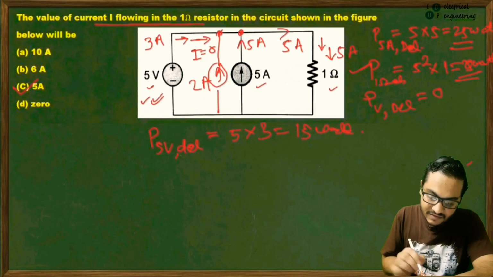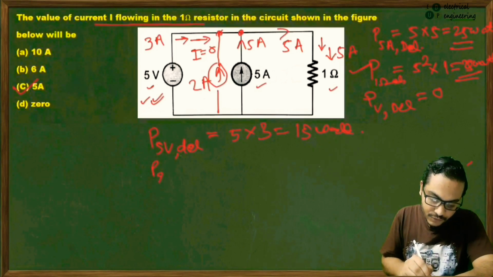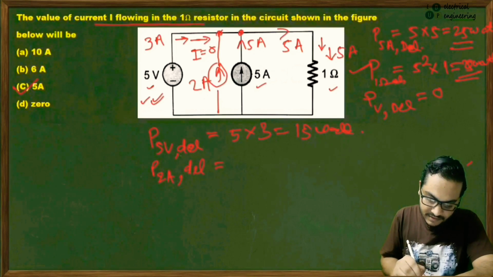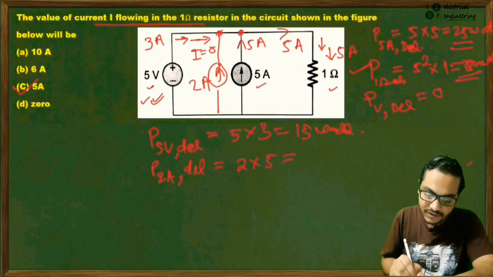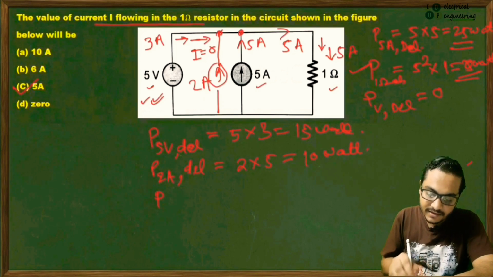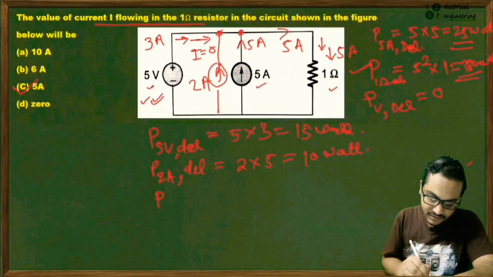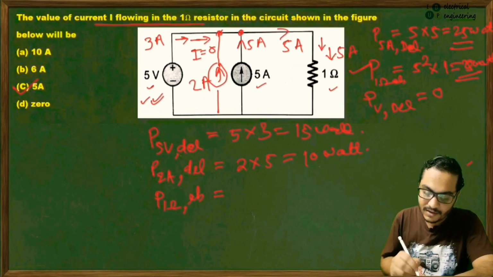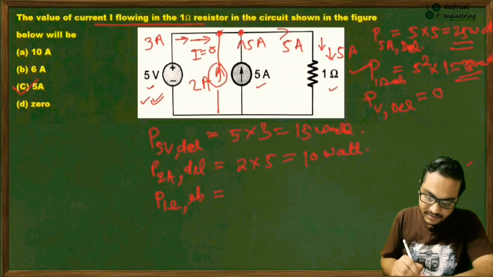Similarly, for the current source, how much is it? It's 2 ampere. So the 2 ampere current source delivers power equal to 2 into 5, its current into its voltage, so this is 10 watt. And the power absorbed by this 1 ohm resistance is I square into R. I is the same as earlier, that is 5, so 5 square into 1, so 25.